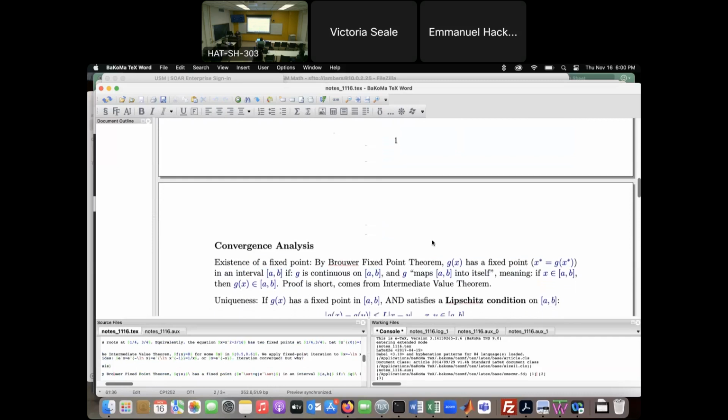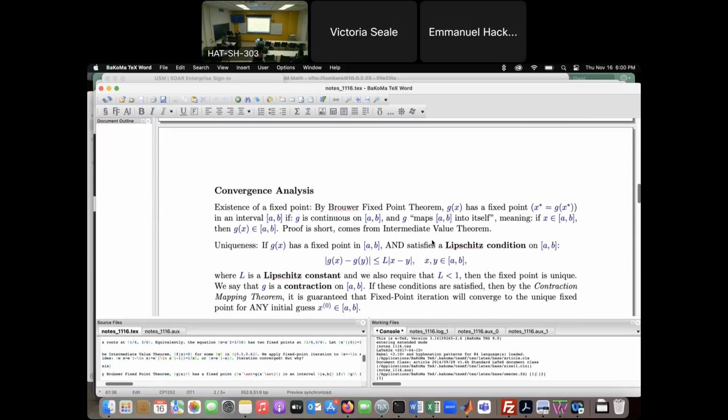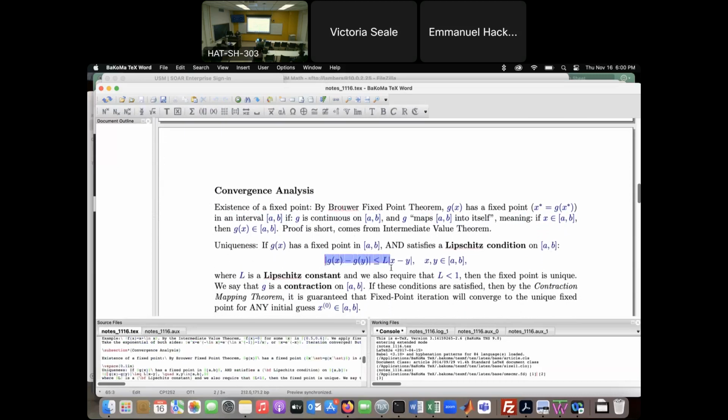Okay, now that's existence. What about uniqueness? Let's suppose that we have the conditions for existence, so G has a fixed point, and it satisfies what's called a Lipschitz condition. What that means on the interval AB is, for any x, y in AB, the absolute value of G of x minus G of y is bounded by some constant times the difference between x and y. This constant L is called a Lipschitz constant.